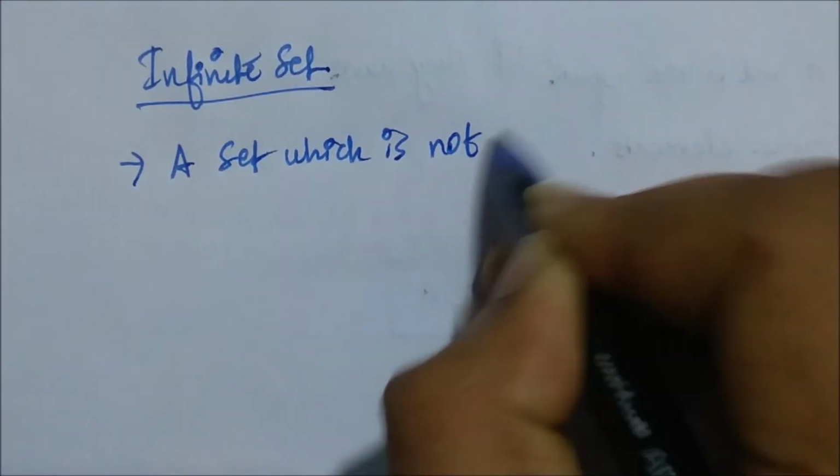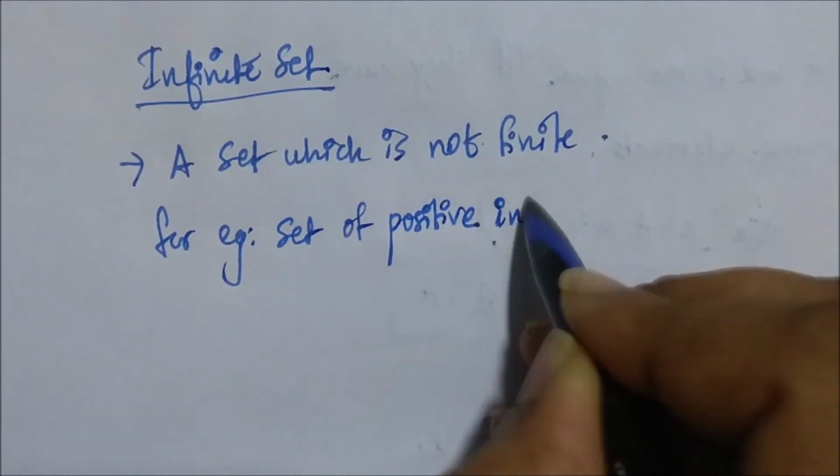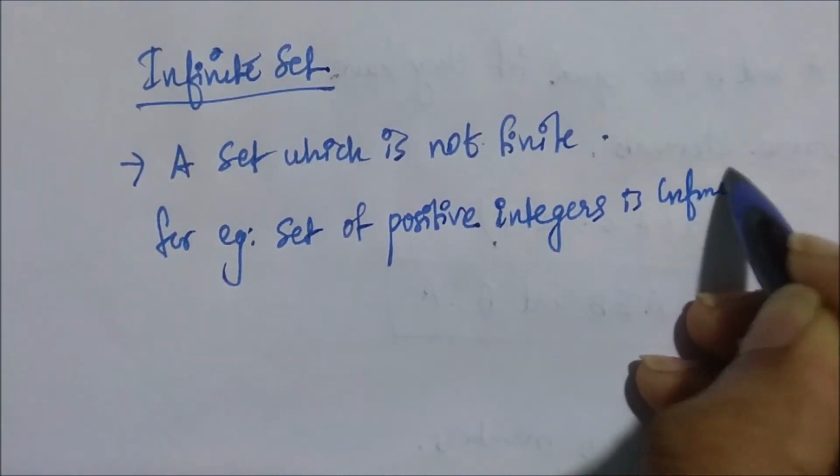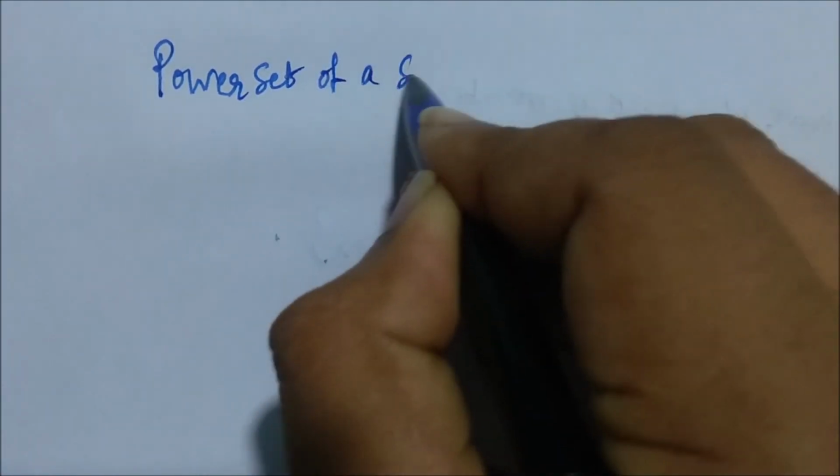And what is an infinite set? A set which is not finite is an infinite set. For example, consider the set of positive integers. It is an infinite set. That's an example for an infinite set. Alright. So next we see what is a power set of a set.